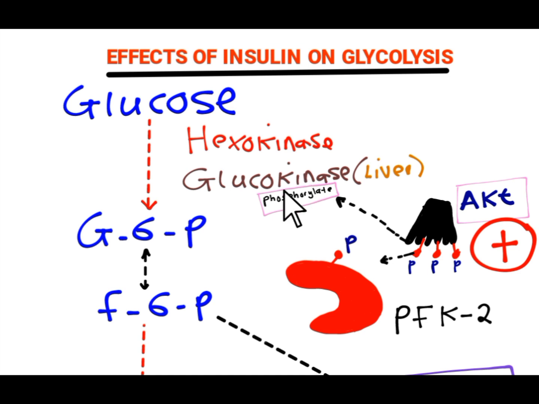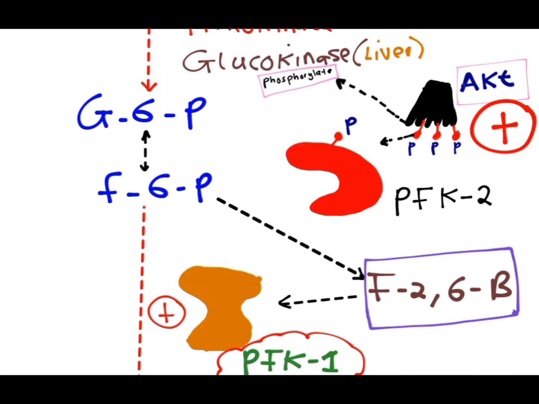The other thing that you should understand is that glucose 6-phosphate is converted to fructose 6-phosphate. This fructose 6-phosphate can be converted into two different kinds of molecules. Now, what are these molecules? The first one is fructose 6-phosphate can be converted to fructose 2,6-bisphosphate by an enzyme which is called PFK2, phosphofructokinase 2. Now, what you should know is that this enzyme is activated by AKT, also known as protein kinase B. So protein kinase B phosphorylates PFK2. And when PFK2 is phosphorylated, this enzyme will convert fructose 6-phosphate to fructose 2,6-bisphosphate.